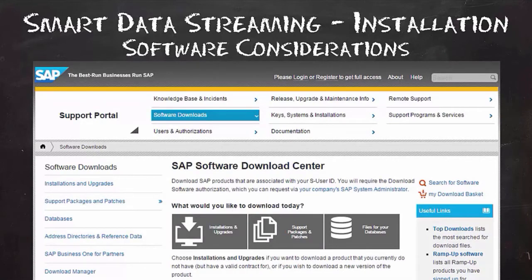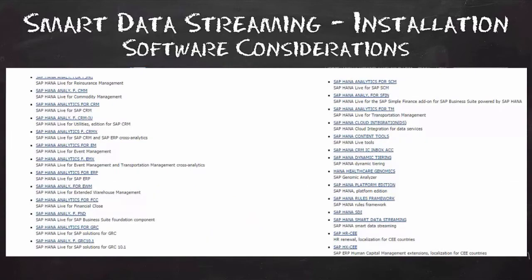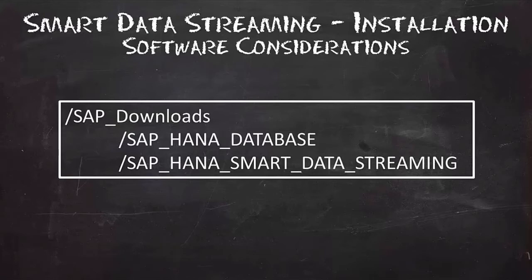To download your SAP HANA software, you need to go to the SAP Software Download Center. Under Installations and Upgrades, if you go to the alphabetical index, you will want to look under H for HANA. You will then need to download both the SAP HANA Platform Edition and the SAP HANA Smart Data Streaming component. We recommend putting both components under a single root directory. For example, here we have put both the database and Smart Data Streaming components under an SAP Downloads directory.